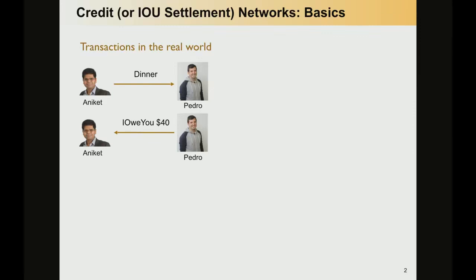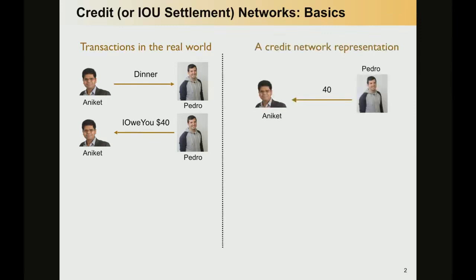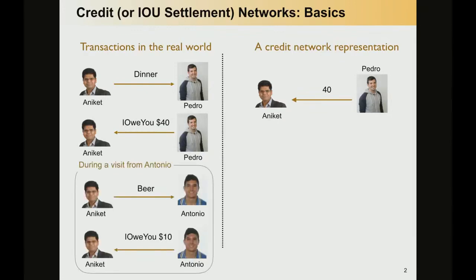Such a situation in the real world can be represented using a directed edge from myself to Aniket with a weight of $40. But as you can imagine, we can use credit networks to represent more elaborated scenarios. Imagine that my brother Antonio comes for a visit, and he comes for a drink. It's his first time in the US, he doesn't really have dollars, so Aniket is again a nice person, and he pays for the beer, my brother. And at that moment, my brother actually owes $10 to Aniket.